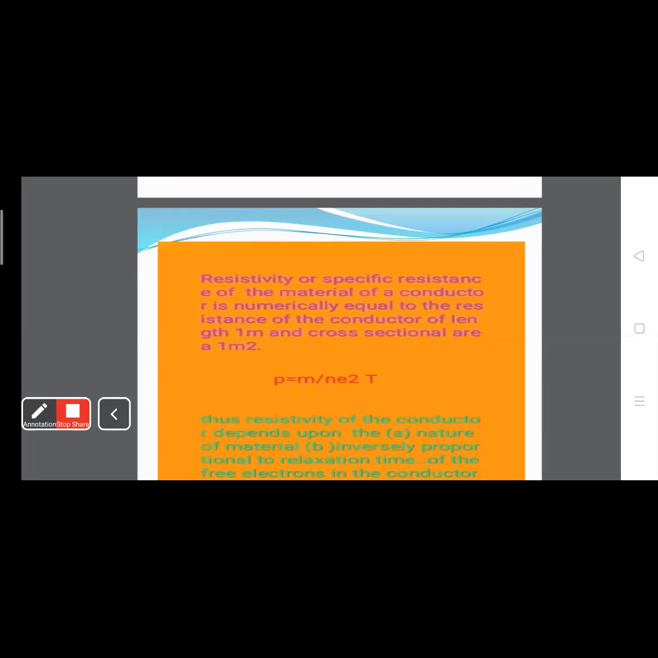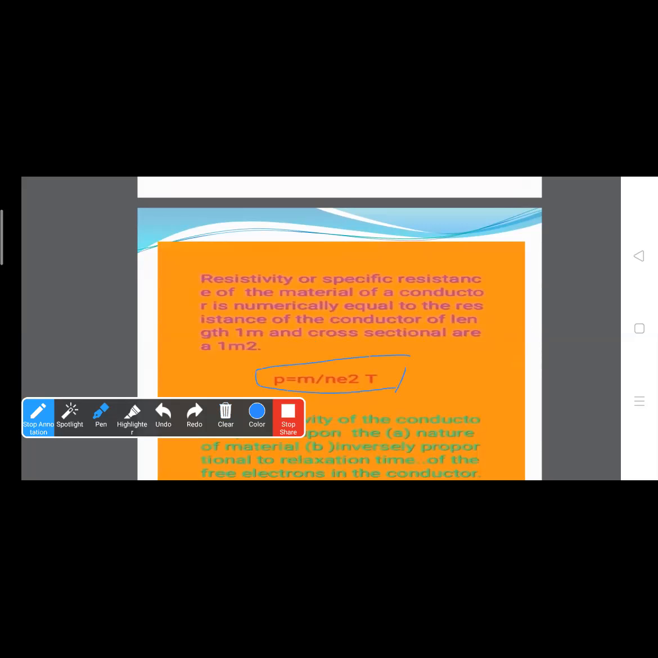Resistivity or specific resistance of a material of a conductor is numerically equal to the resistance of a conductor of length 1 meter and area of cross section 1 meter square. Clear? So from the formula, resistivity rho equals m upon n e square tau.